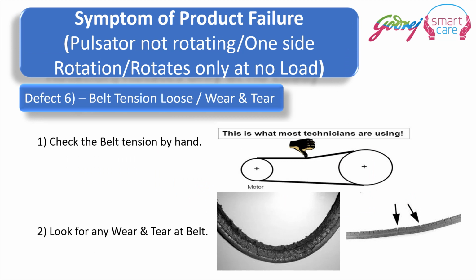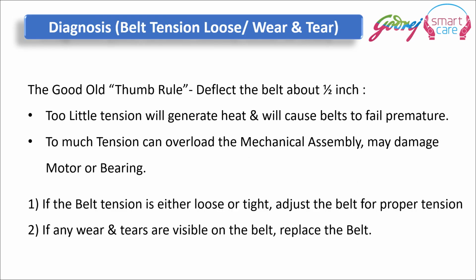We can check the belt tension with the help of our hand, and another way is we have to look for any wear and tear. The good old thumb rule is we deflect the belt about half an inch. Too little tension will generate heat and will cause the belt to fail prematurely. Too much tension can overload the mechanical assembly, and may damage the motor or bearing. If the belt tension is either loose or tight, adjust the belt for proper tension. If any wear and tear is visible on the belt, you have to replace the belt.